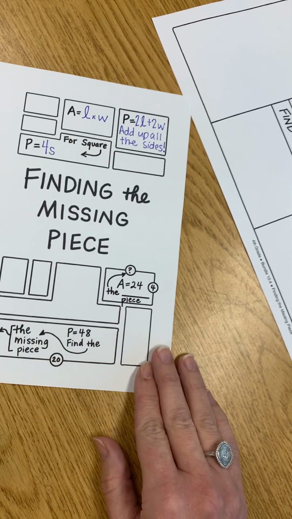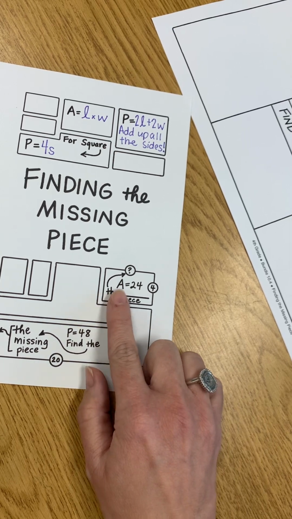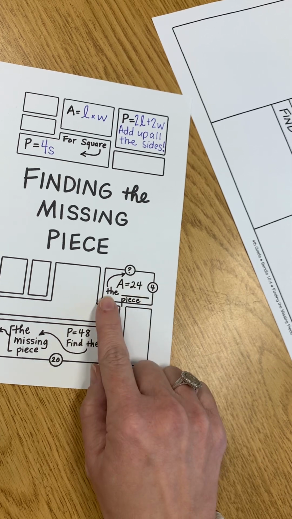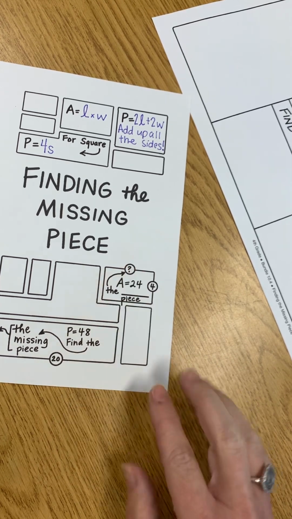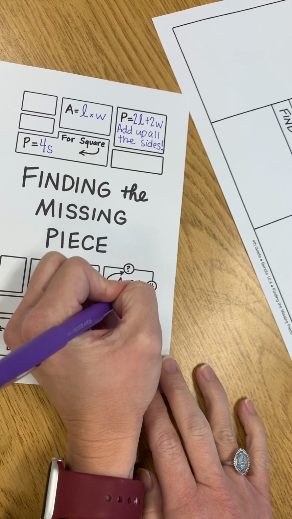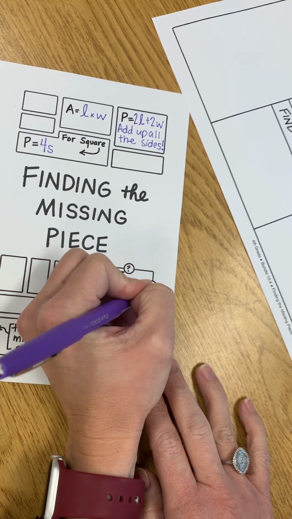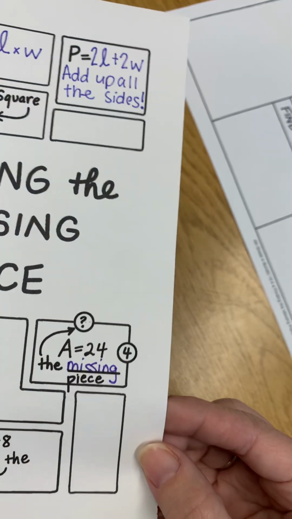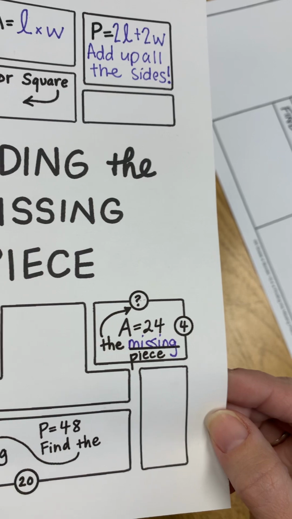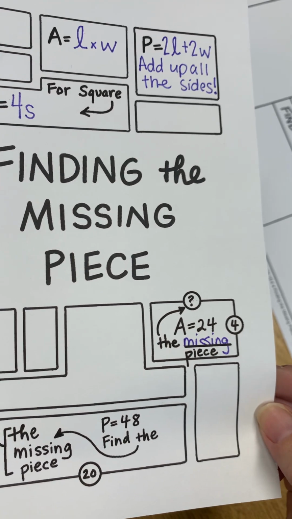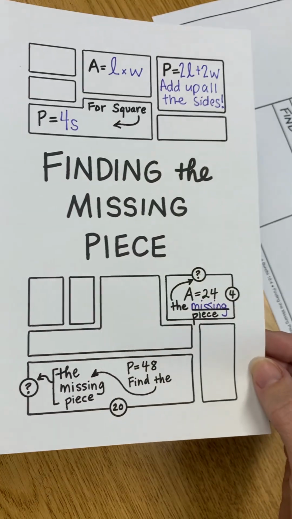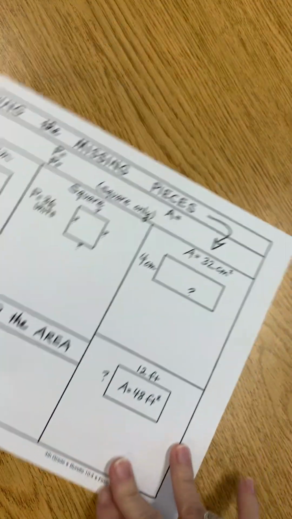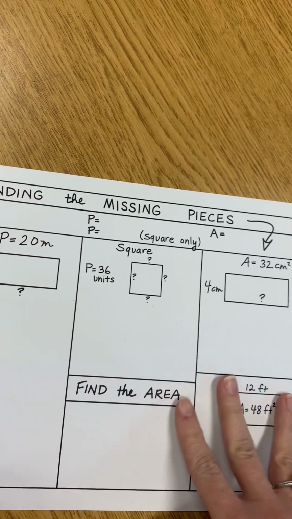So hop down here, and you see this here. It says A equals 24, and there's a question mark here, a 4 here, and it says the blank piece, and it's pointing at this arrow. This is the missing piece. And then it shows you this here as well. Move this paper to the side and get out this one, finding the missing pieces.